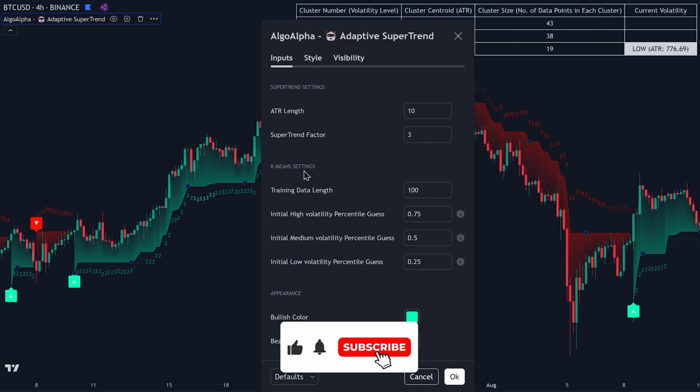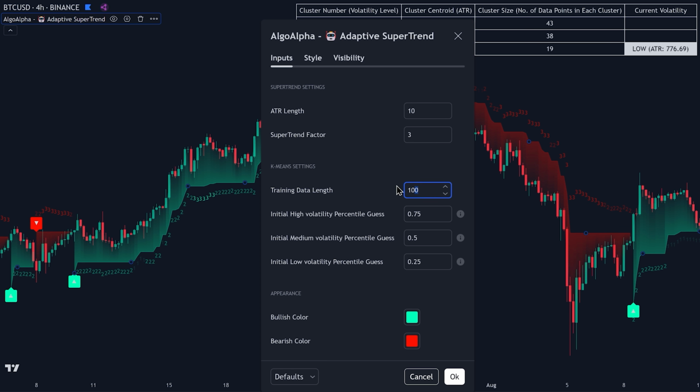Moving on to the k-means settings, the first option is the training data length. This defines how much historical data the indicator uses to train the k-means clustering algorithm. By default, it is set to 100 periods, meaning it will analyze the last 100 data points to classify volatility levels. Then, we have the initial high volatility percentile guess, which provides the initial estimate for where high volatility starts. A value of 0.75 means the indicator will use the 75th percentile of ATR values over the training data period as the benchmark for high volatility.